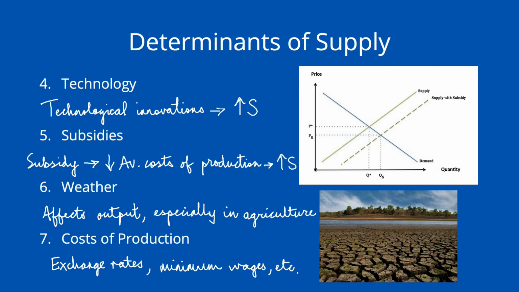Finally, any other changes in costs of production can affect supply. If costs of production fall due to an appreciation in the exchange rate, reducing the value of imported raw materials, firms can afford to buy more factor inputs to produce more goods and services. This shifts the supply curve outwards. On the other hand, if costs rise due to an increase in the minimum wage, there will be an inward shift in the supply curve.